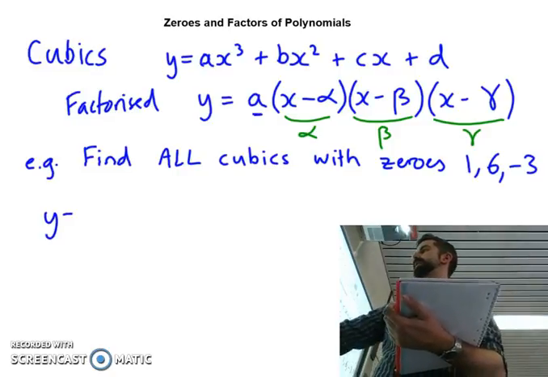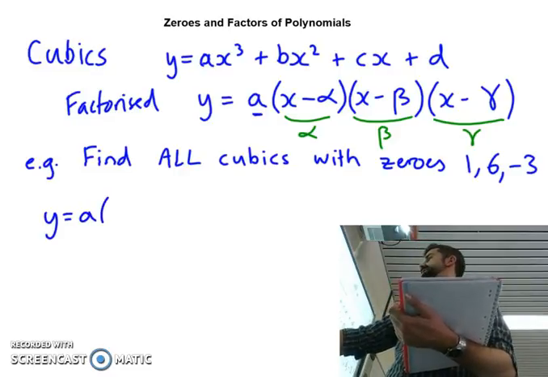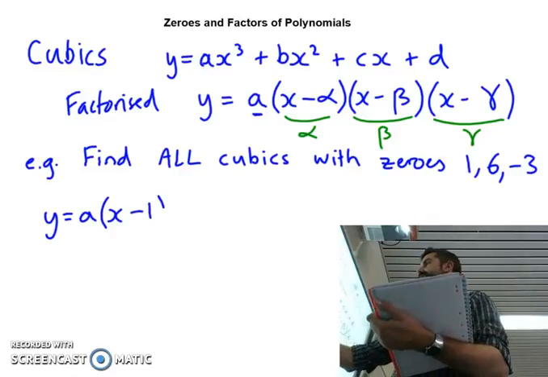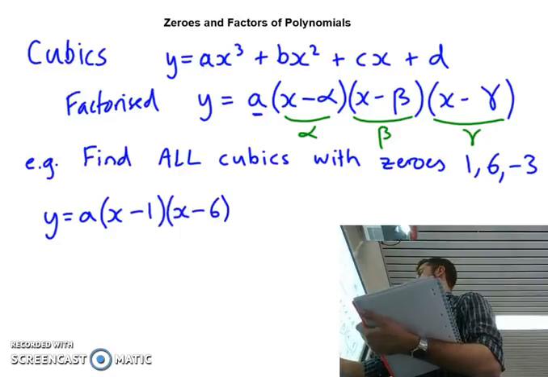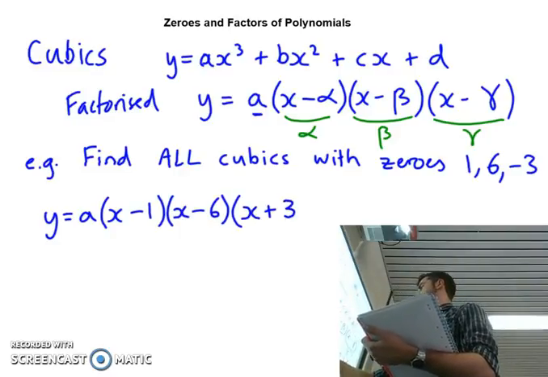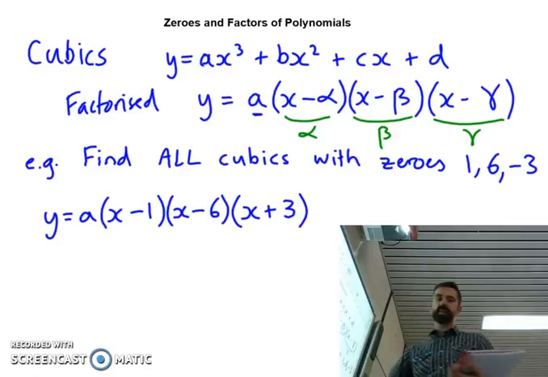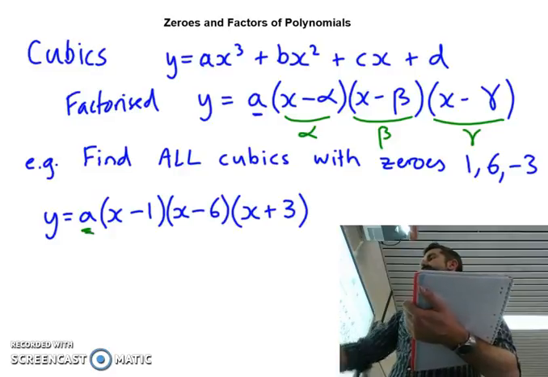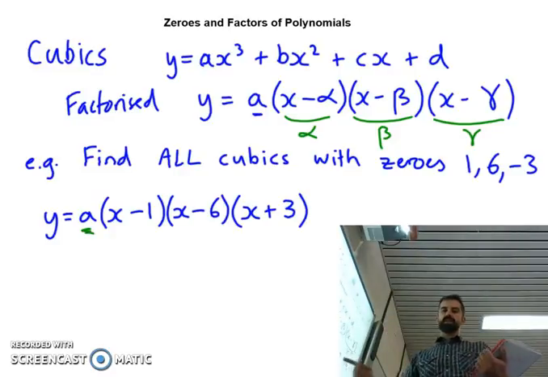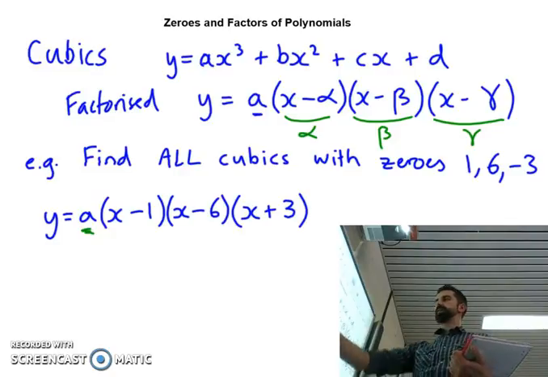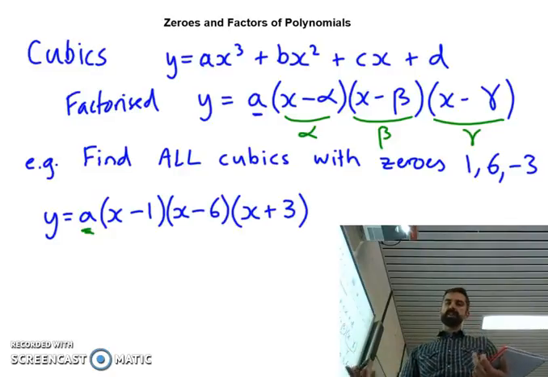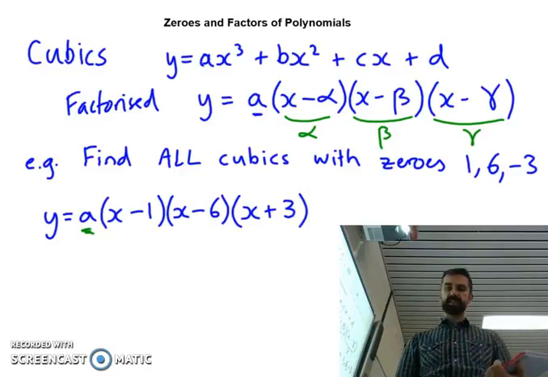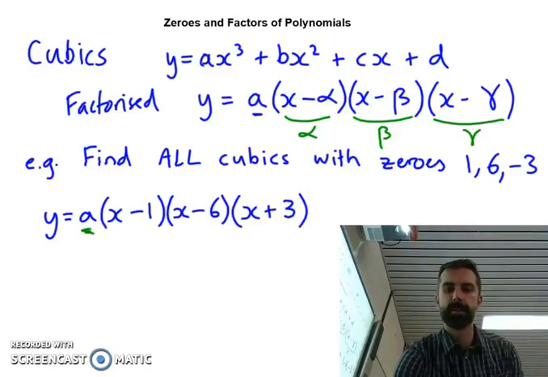What I'm going to do then is say y equals a, and then each factor is going to correspond to one of the zeros. So I'm going to do x take 1, x take 6, and x plus 3. And that's actually all we have to do for that particular question, because we know that a covers all of the possible cubic functions that have those zeros. Depending on what a is, that'll change the shape of the cubic, but the zeros will still match up, just like with the quadratics as well.